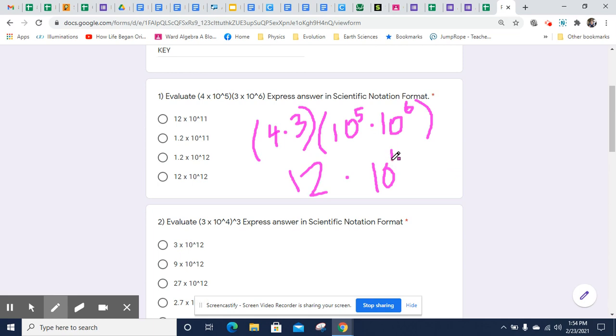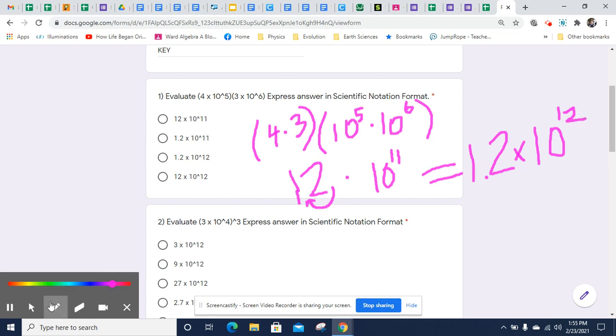But we're not in scientific notation format yet. So we need to move the decimal in the 12 over 1. So we're taking a factor of 10 out of 12, okay? And that means we had to put the factor into 10 to the 11th. So that becomes 1.2, because we made 12 10 times smaller, times 10, not to the 11th, but now to the 12th, because it had to become 10 times bigger. So 1.2 times 10 to the 12th for the win. There we go.